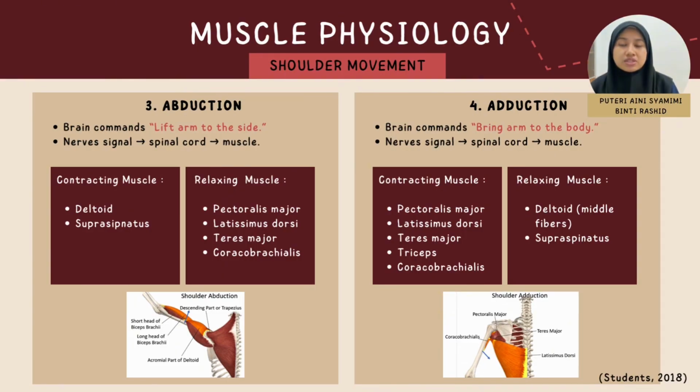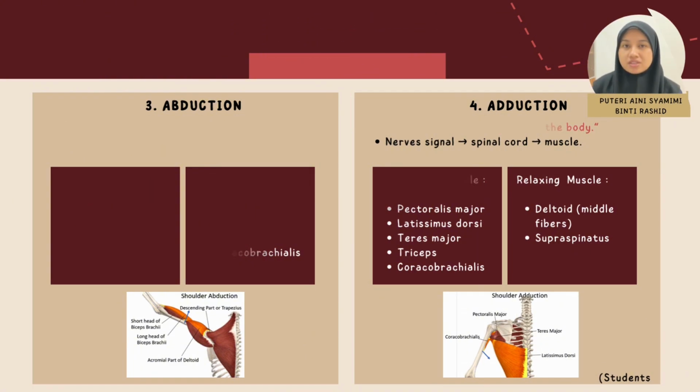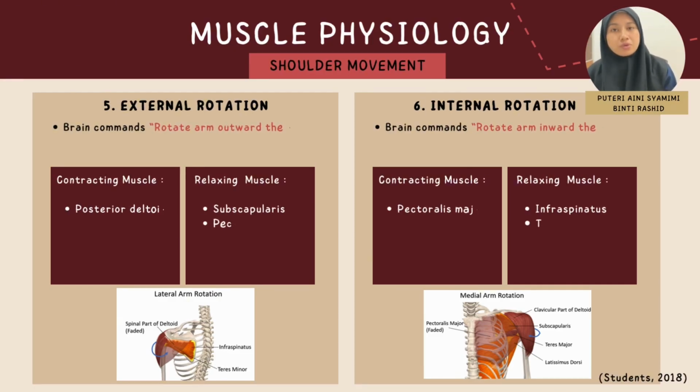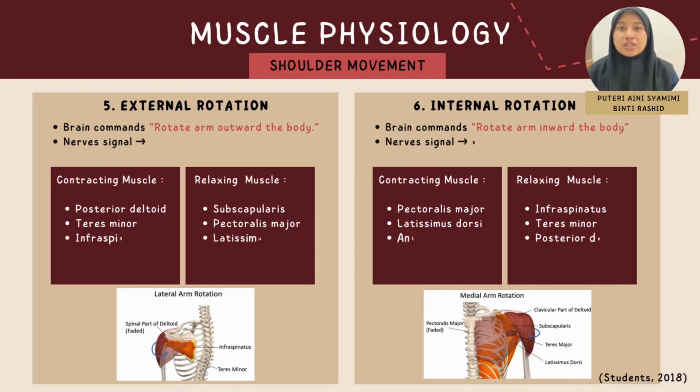The contracting muscles involved are pectoralis major, latissimus dorsi, teres major, triceps, and coracobrachialis. Whereas the relaxing muscles are deltoid and supraspinatus. Fifth movement is external rotation. It is the movement of rotating the upper arm outward. The brain will command to rotate the arm outward from the body.